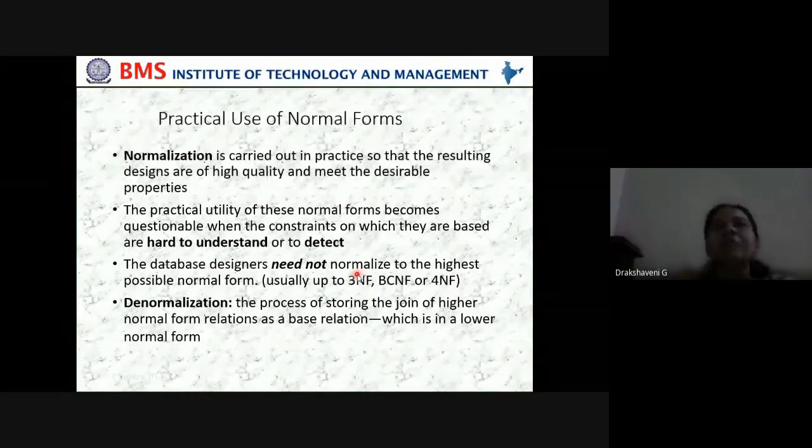So sometimes it depends upon your project and how you're doing it, because if you're a fresher, you may not even know how the data should be. See, even now you're doing a very simple query, a simple database in your lab, and even in that you people are getting the result 'no records found'. So why are you getting no records found? Because these things we have to address here in the normalization. In the normalization, the process of storing the join of higher normal forms of the relation as a base relation, which is in a lower normal form.